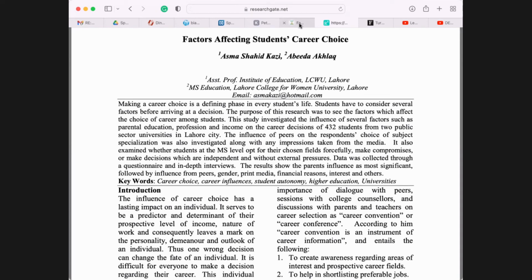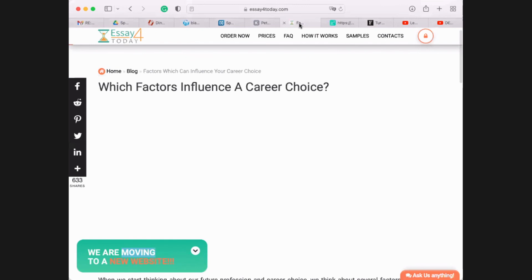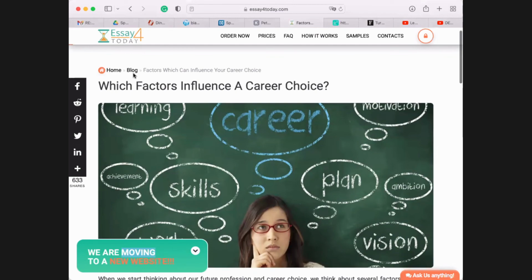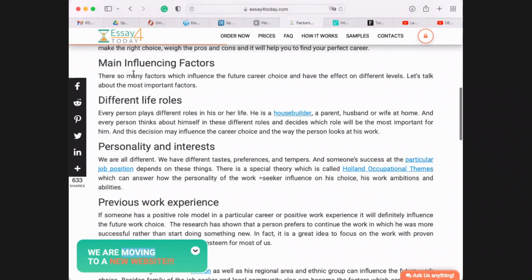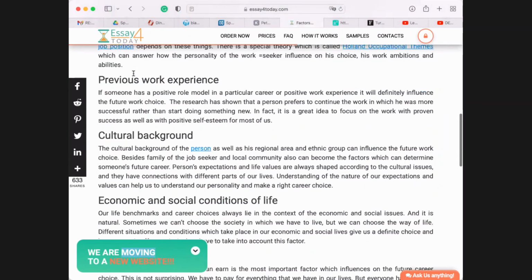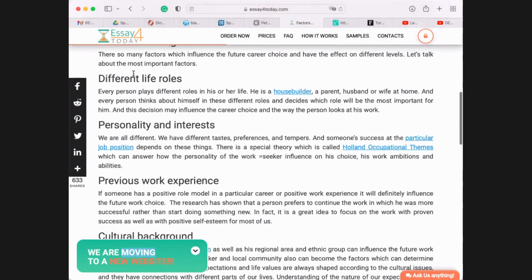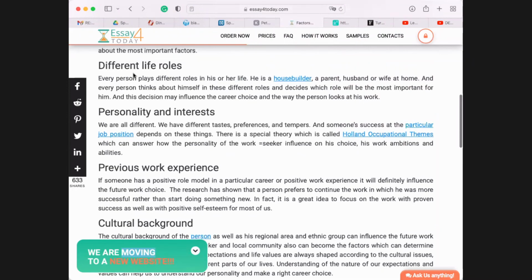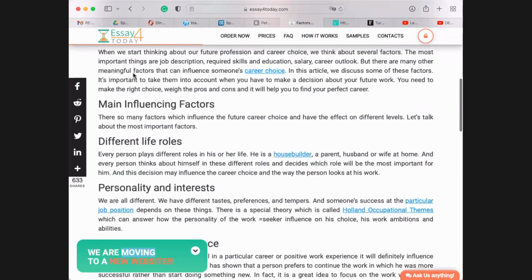Okay, and to look at this resource. So which factors influence a career choice, yes? And what's the resource? Blog. Blog. Okay. Main influencing factors. And 1, 2, 3, 4, 5. So you can even just read the headlines. The headlines.